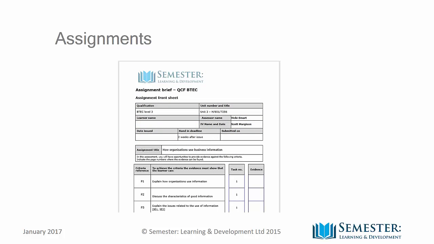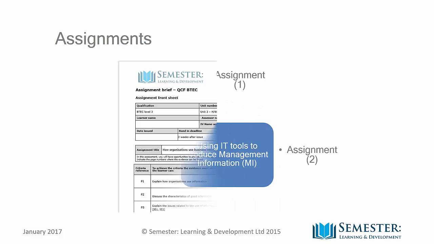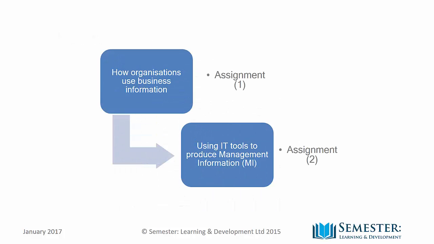Now, there are 2 assignments for Unit 3. Once you've completed an assignment, you'll need to upload it to one file. It'll then be assessed and awarded a grade by your tutor. Here we've got Assignment 1, How Organisations Use Business Information, and Assignment 2, Using IT Tools to Produce Management Information.